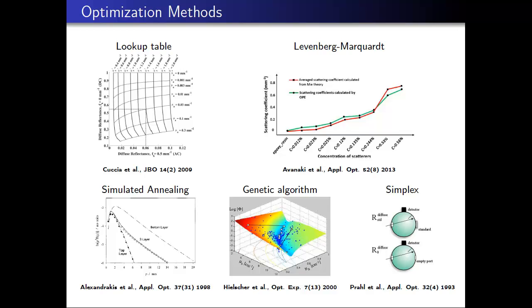And then yesterday you worked with the integrating spheres, and Scott Prahl, within his algorithm to determine the optical properties, used a simplex method. And I'll finish up with the Levenberg-Marquardt method, which has the benefit of derivative information helping it find the minima of the chi-squared. And this is just one of many papers that use this method. Avenatti used it in OCT measurements to find the scattering coefficient.